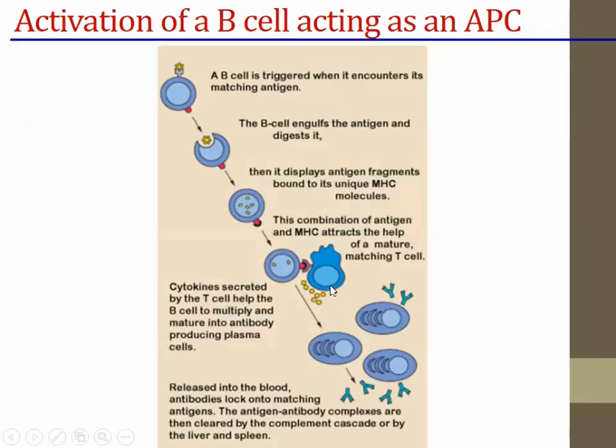The APC, a B cell acting as an APC, activating a T cell. A T helper, I should say. So the key to that is T helper. What's the best way to produce antibodies? The help of a T helper. That's the best way.